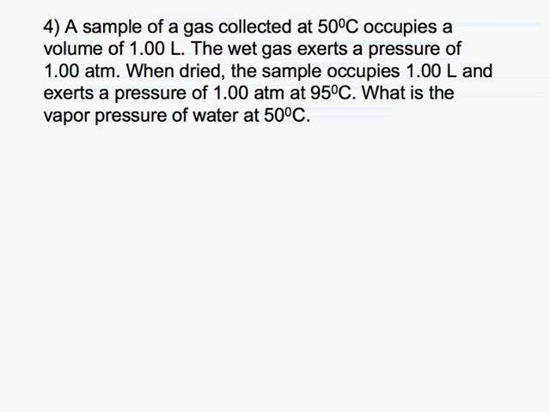Okay, let me look at this problem. Let's first see what we're given. So we're told that we have a temperature of 50 degrees Celsius. So this is our T1, which is equal to 50 degrees Celsius. A volume, which is our first volume. So we have a volume of 1 liter. It says the wet gas exerts a pressure of 1 atmosphere.